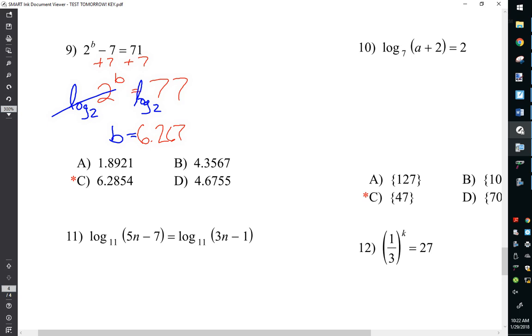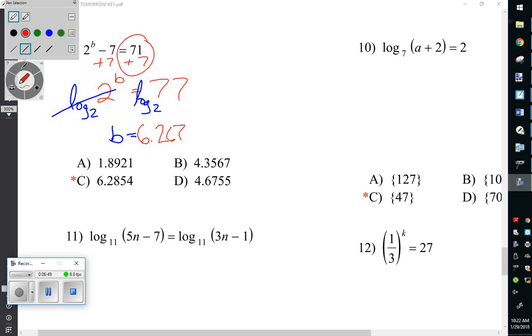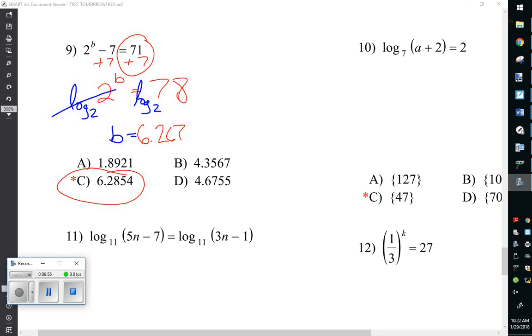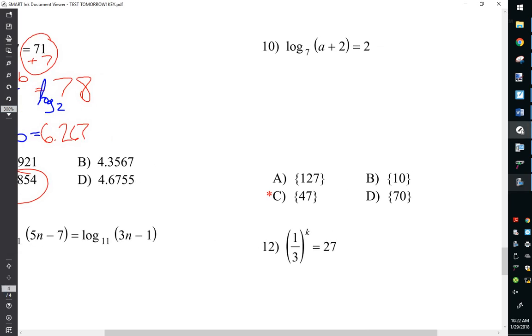With a lot of these, since they're multiple choice, I got a weird number there. What did I do wrong? Oh, because I'm bad at math. And 71 plus 7 is 78. Let's try that again. We got the right answer. I just should have done 78 instead of 77. Sorry about that, but got the same answer. Thank goodness for multiple choice.